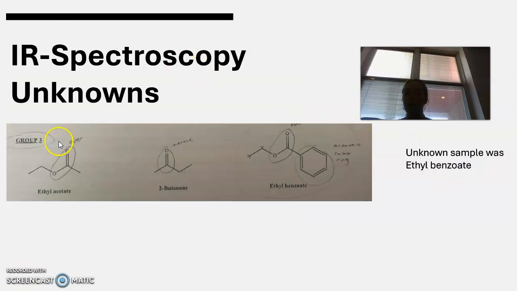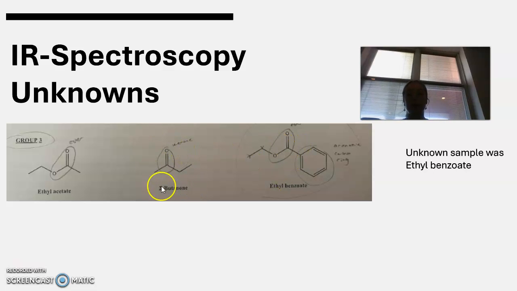So here's group 3, the unknowns: ethyl acetate, 2-butanone, and ethyl benzoate. I chose the unknown sample to be ethyl benzoate because of this aromatic carbon ring that was present on the IR spectrum. Again, like I said before, I chose the 1713 to be the ester. There could be a possible error in that the ester showed up lower, closer to the carboxylic acid, ketone, or aldehyde, but in reality, it was an ester.